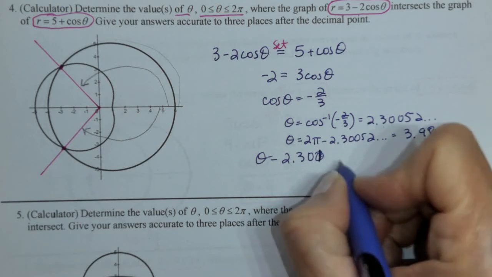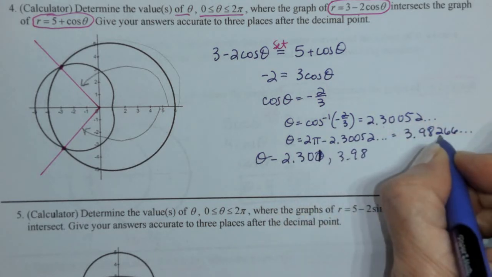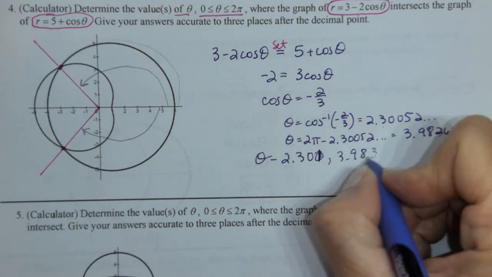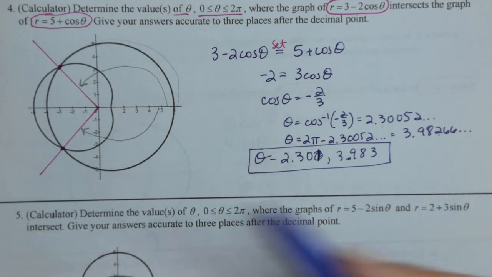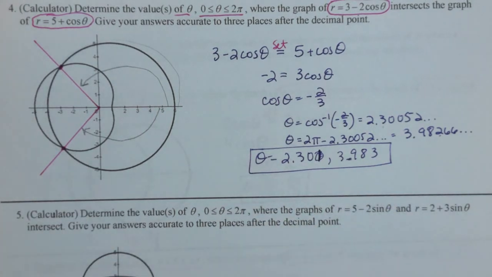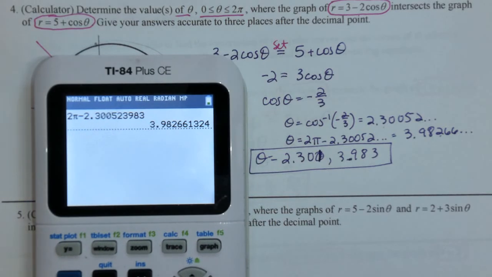Either 2.30 or 2.301 is fine, and 3.982 or 3.983 because we can round that. Either way is fine. So those are my two answers. Those are my two theta values. Let me show you that second way of getting these two answers.